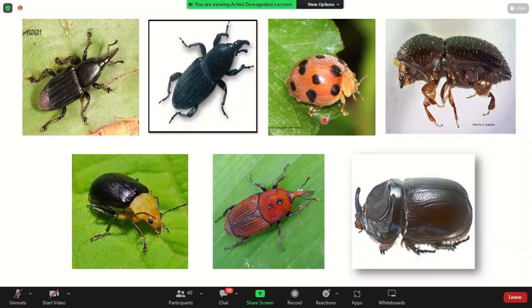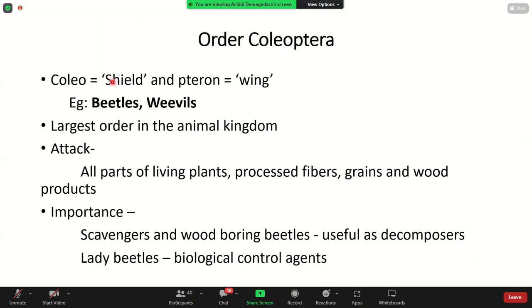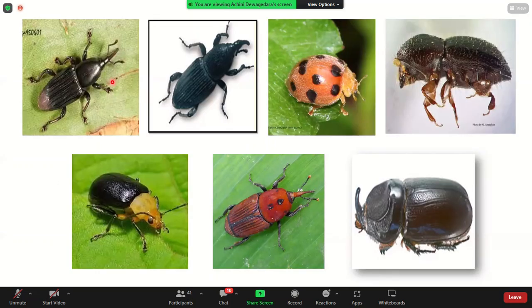Here, can you see their wings? What is the importance of their wings? Coleo means shield. So they have shield-like wings. Their wings are very hard. Inside this hard shield, there are hind wings, the wings at the back, which are membranous wings. They are hidden inside these hard wings. Right? Only when they are flying are these membranous wings spread out.